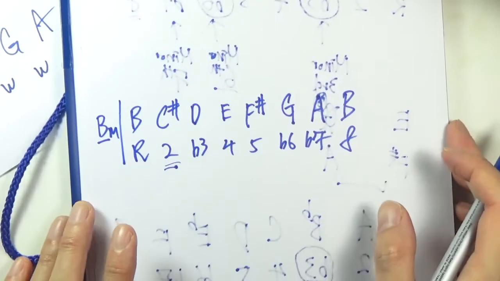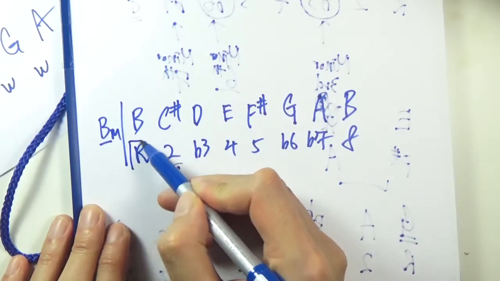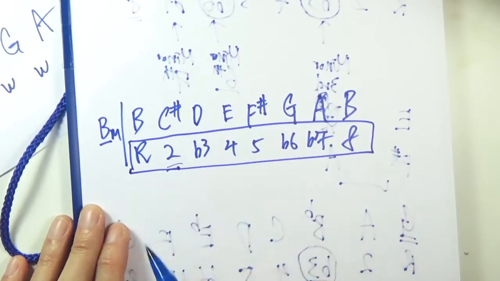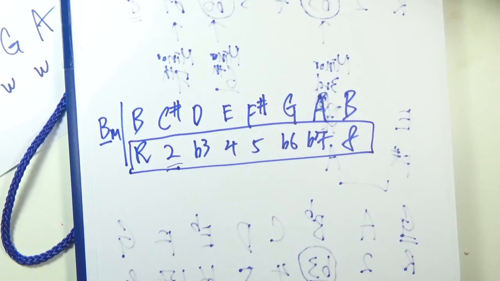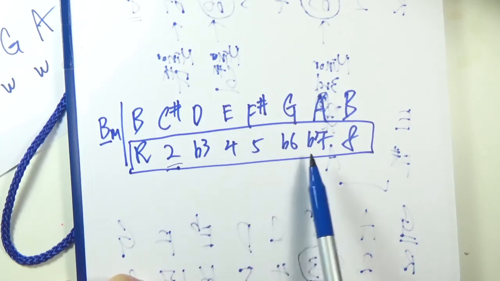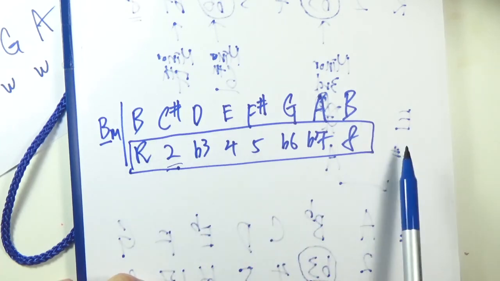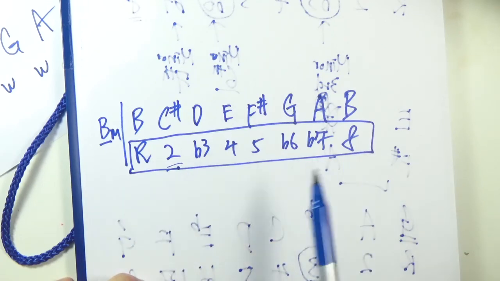So remember, you can notate your natural minor scale like that. Remember you have flat 3, flat 6, and flat 7, and you're looking for the correct interval for the scale.